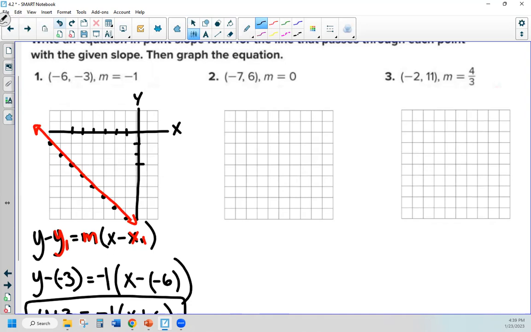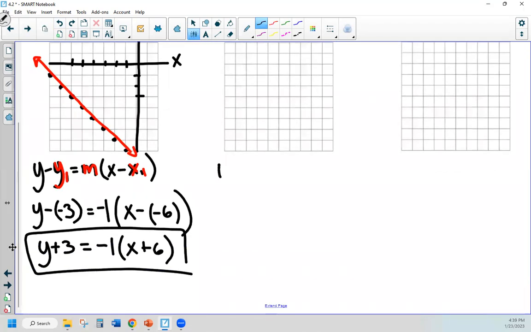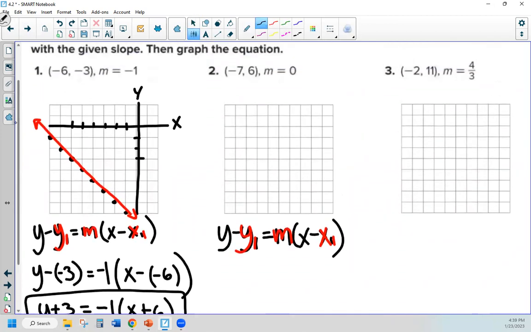All right, here we go. Y minus Y1 equals slope times X minus X1. The values that I need to input are my Y, the slope, and X. I'm going to go ahead and write them right here. My x is -7, my y is 6, and the slope is 0.